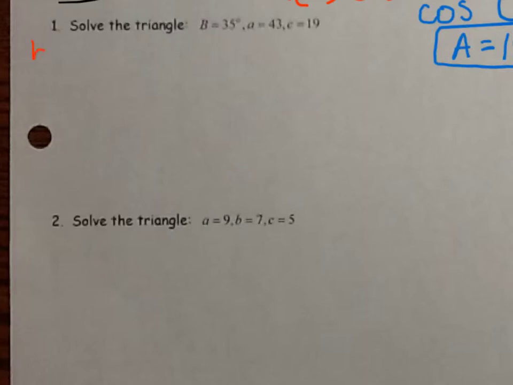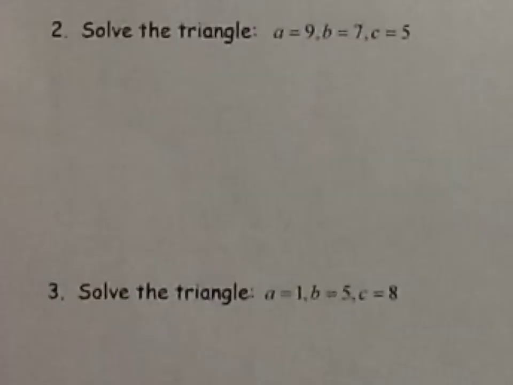Okay, if you do it all right, we should get side B to be about 29.5. We should get angle A to be 123, and angle C to equal 22. So try that example, check your answers, and I'll look at that in class tomorrow. Okay, I'm going to do one more example.